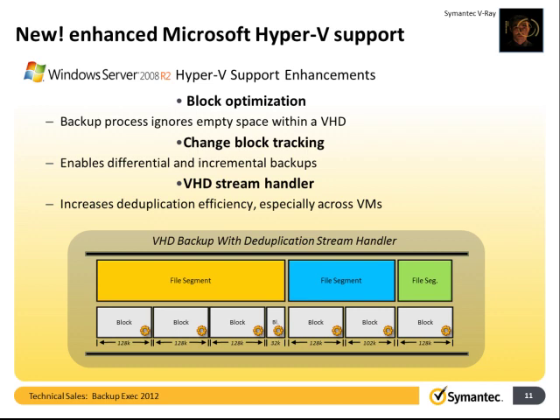So let's talk about Hyper-V support. For starters, it now has a stream handler that allows Backup Exec to deduplicate Hyper-V virtual disk files, or your VHD files. It also now supports changed block tracking, which means it can track what changes occurred to a virtual machine at the block level between backups. And this gives us support for those differential and incremental backups. So we no longer have to back up the full virtual machine each time. Now we simply run a full backup once and then run the differential or incremental backups from then on, only capturing the block level changes.